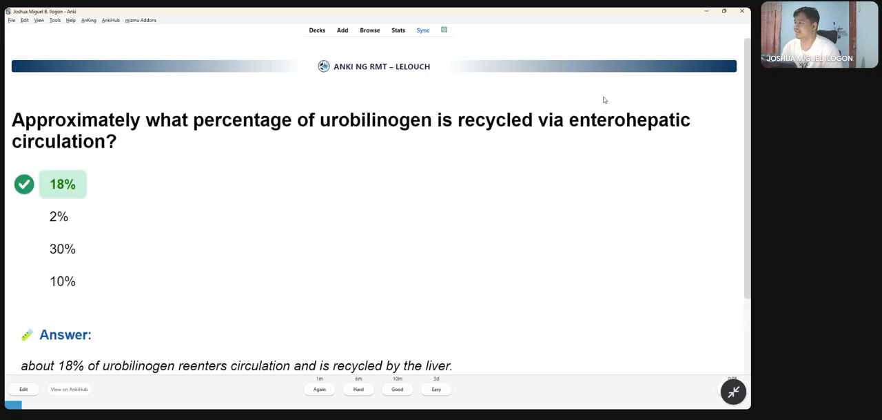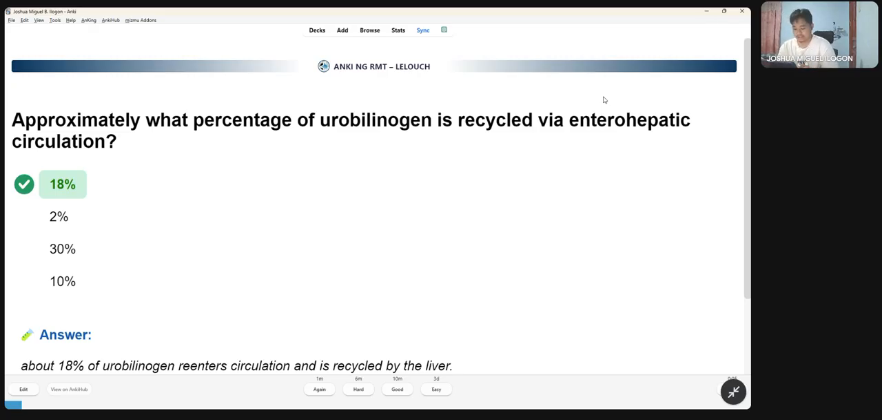Oh, I don't know this. 18%. Okay, I'm gonna look for that. Sometimes this study method does not work. Sometimes it does, but it's the only thing that works. So reading in, gonna do it.